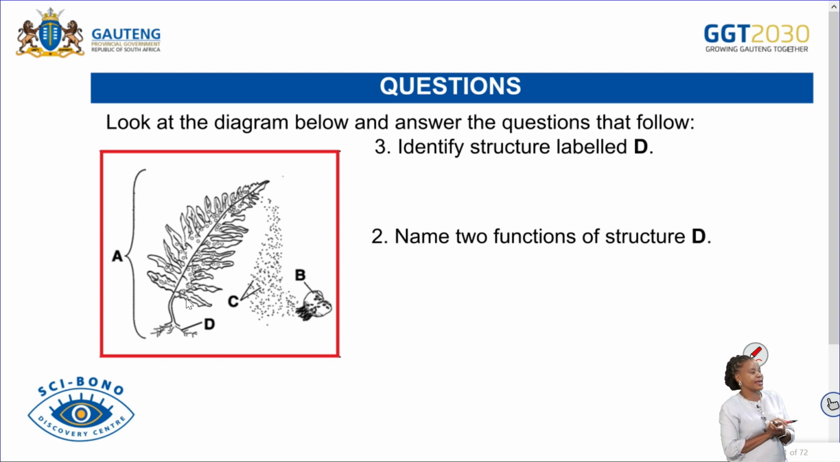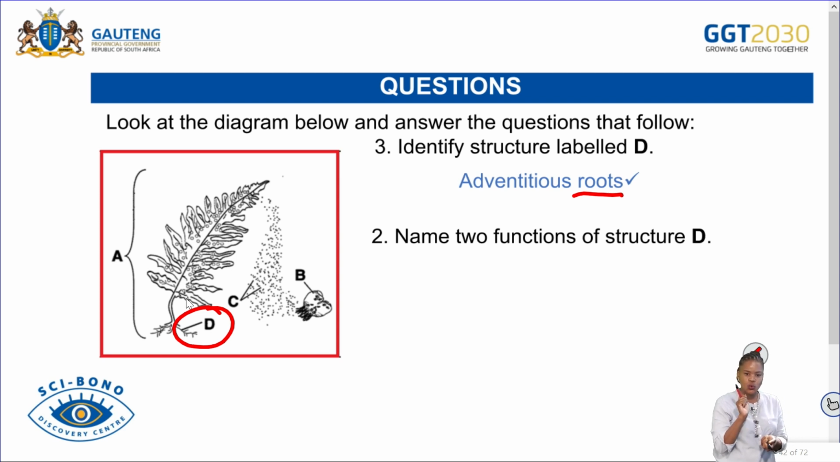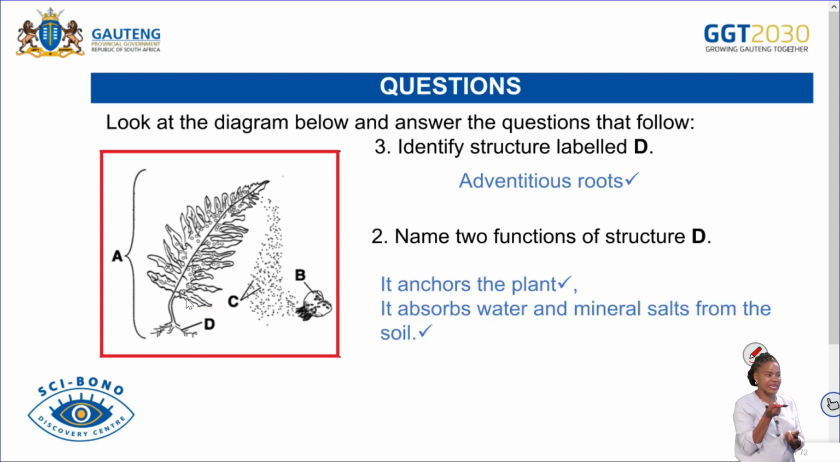Identify the structure labeled D. Where is D? Here is D. What is D? D is our adventitious roots, or D is the root. It is not the rhizoids. Name two functions of structure D. In other words, they need you to name two functions of the adventitious roots. The first function, we all know, is to anchor the plant firmly in the soil.